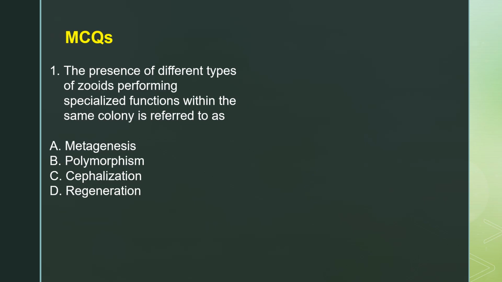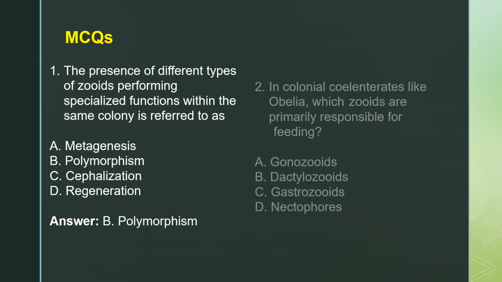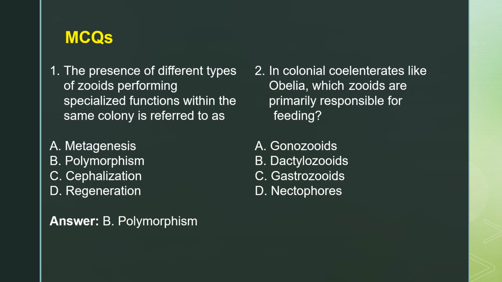Now take a break and answer these questions. The presence of different types of zooids performing specialized functions within the same colony is referred to as? The answer is polymorphism. In colonial coelenterates like Obelia, which zooids are primarily responsible for feeding? The answer is gastrozooids.